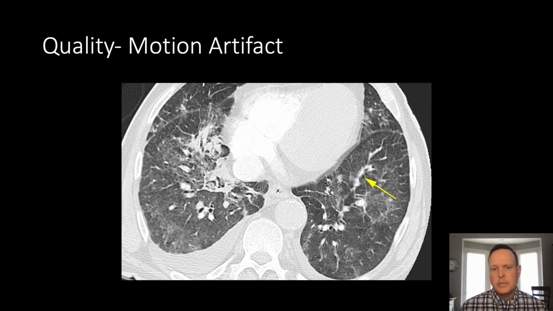And what that can do is it can produce an appearance of a low attenuation filling defect within a vessel. So anytime you're looking at the pulmonary arteries in soft tissue windows, you'd want to flip it to a lung window to see if there's motion artifact at that level, to avoid mischaracterizing a normal vessel as one containing pulmonary embolism.